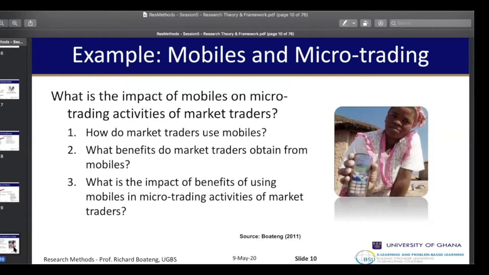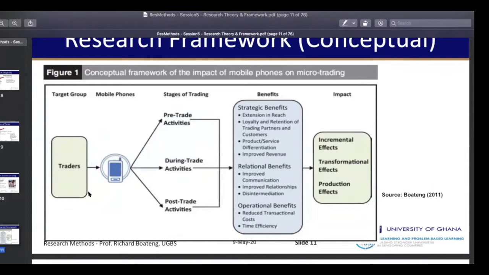When you put them together, this is what you get. So he's saying that traders take a mobile phone, he's conceptualizing, and then the mobile phone will be applied in three areas: pre-trade activities, during trade activities, and post-trade activities. That can generate certain benefits: strategic benefits, relational benefits, and operational benefits. That can lead to three types of impact: incremental effects, transformation effects, and production effects. Now, this is the research framework of the study.